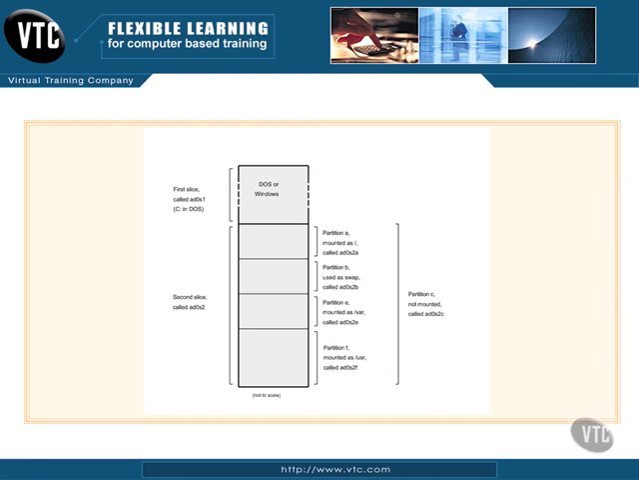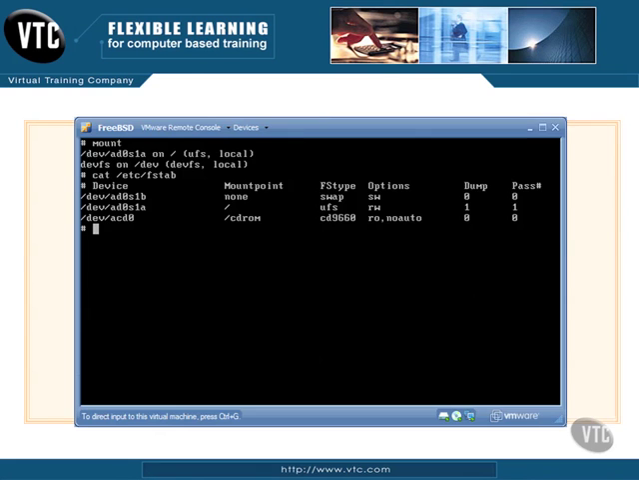Then we have another slice, and the partitions are in the second slice called AD0S2, and within AD0S2 you have several partitions. Remember, it can get confusing depending upon whether we're talking about Linux or BSD, and right now we're talking BSD. So, first slice is AD0S1, that's the DOS or Windows, and then the second slice, AD0S2, is divided into several partitions, A, B, E, and F. And you have them mounted as /, which is root, swap, var, and usr.